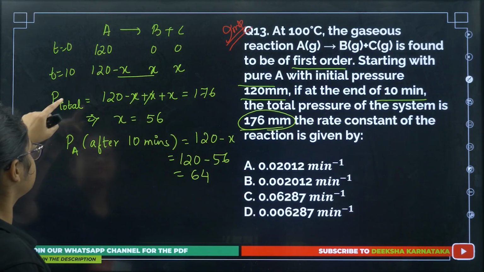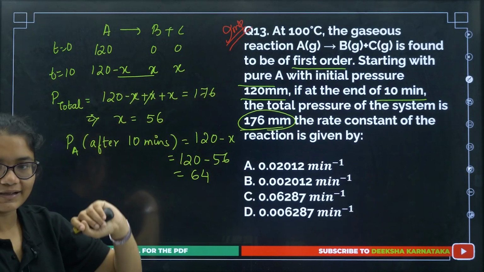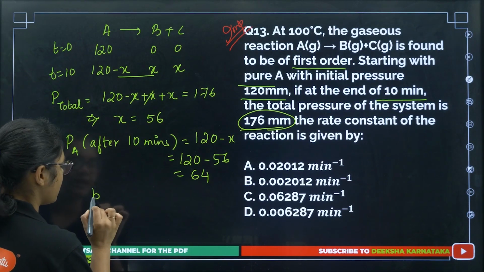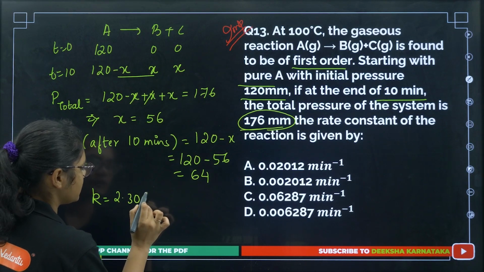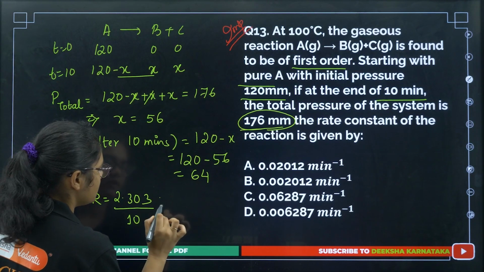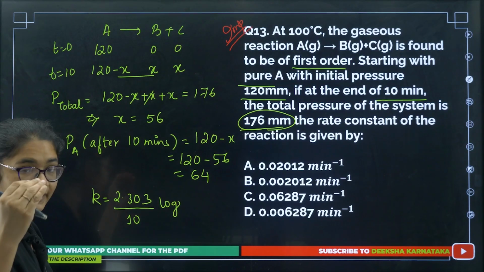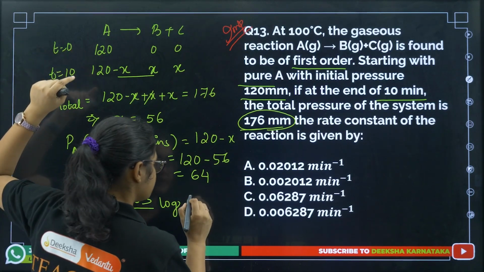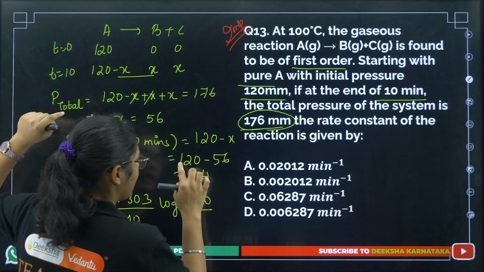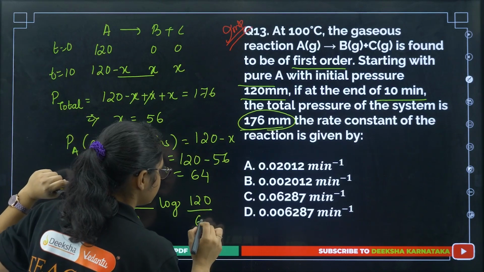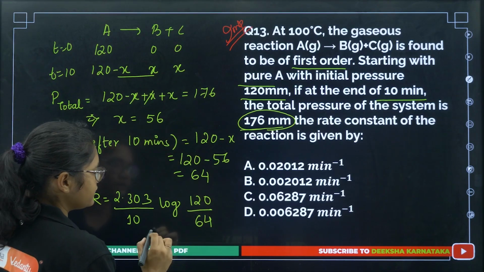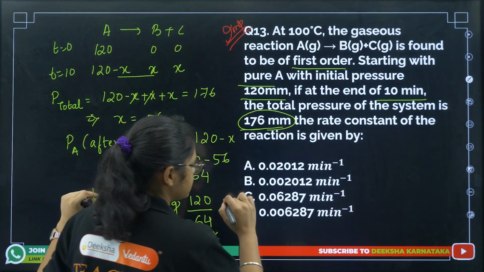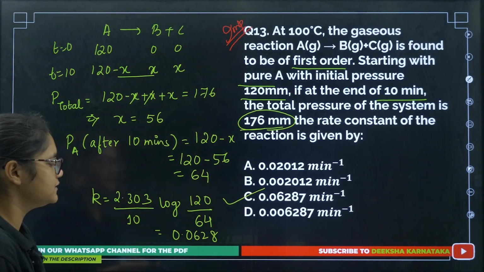So now what happens? It is a first order reaction, so we can use the integrated rate law for the first order reaction. So what is K value here? K is 2.303 by t, that is 10, log of A naught by A, or P naught by P. What is the P naught value? Initial pressure 120, right? And final pressure P is 64. Now if you solve this, we will be getting 0.0628. Okay, correct answer for this question will be option number C.